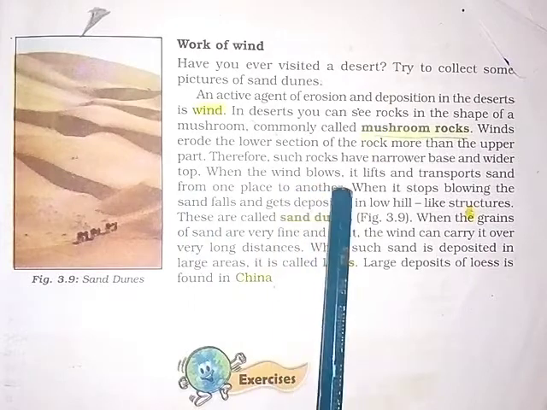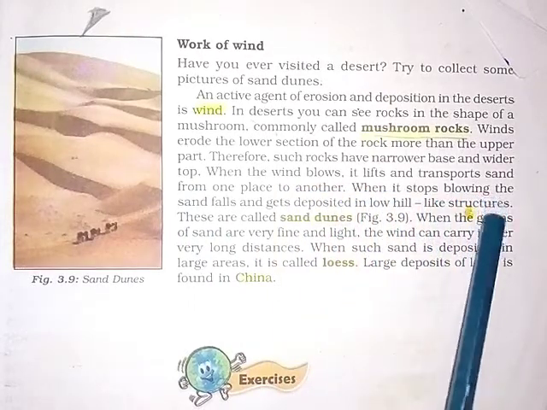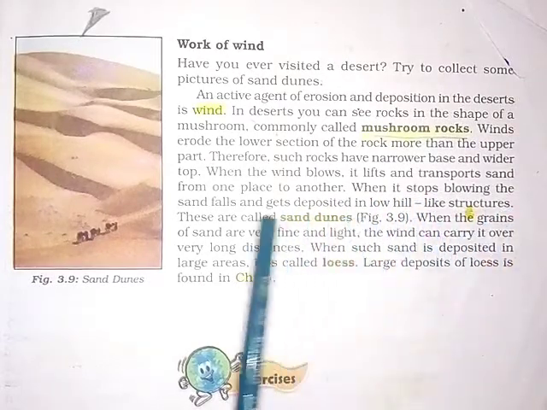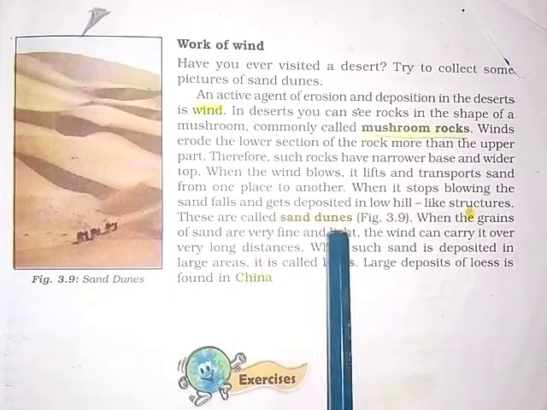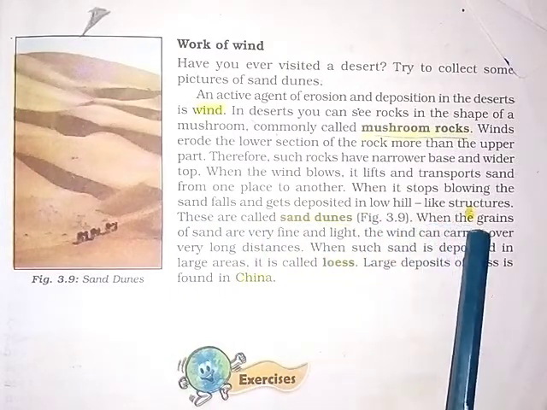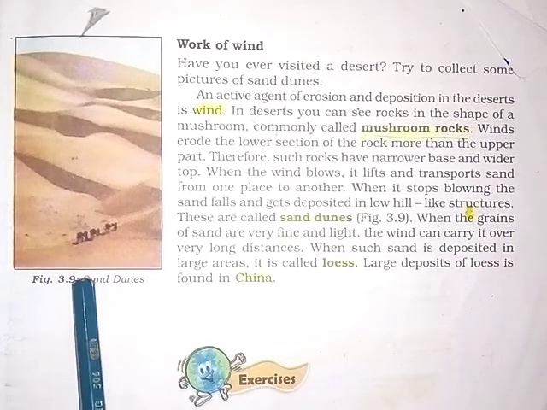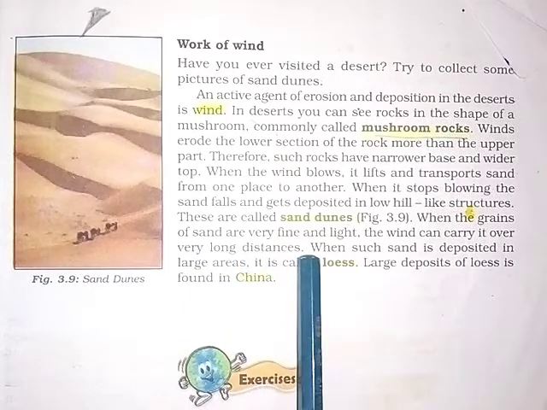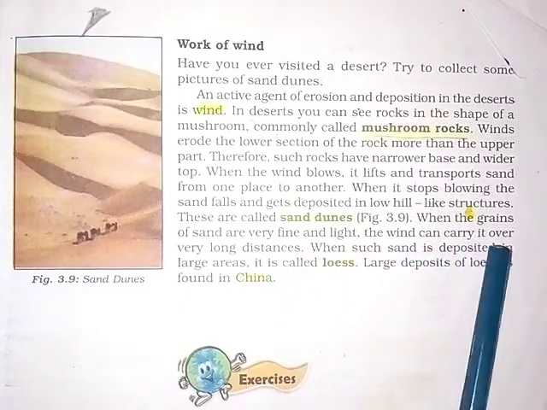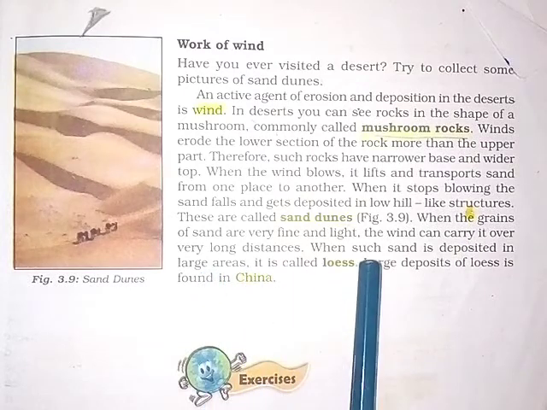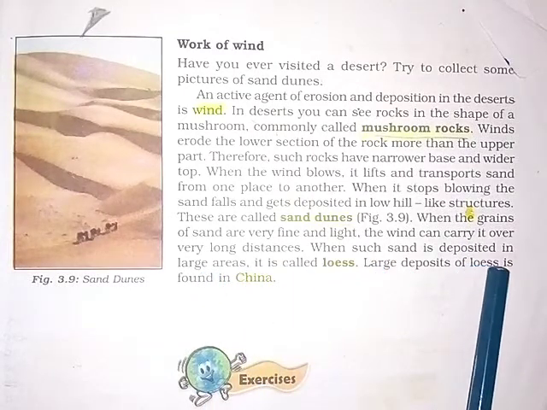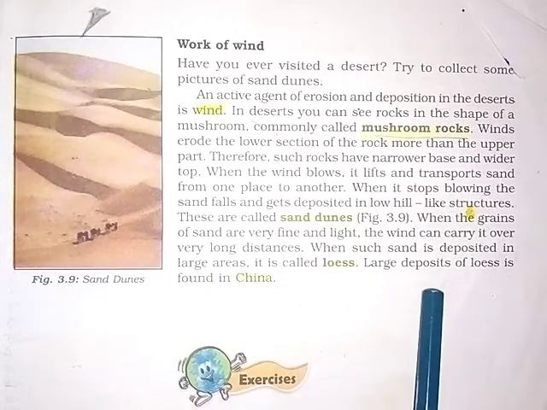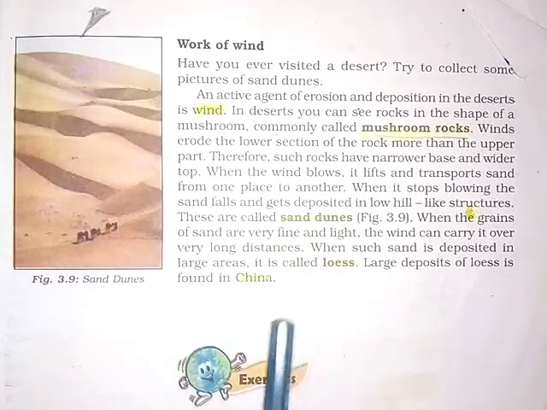When the wind blows, it lifts and transports sand from one place to another. When it stops blowing, the sand falls and gets deposited in low hill-like structures. These are called sand dunes. When the grains of sand are very fine and light, the wind can carry them over very long distances. When such sand is deposited in large areas, it is called loess. Large deposits of loess are found in China.